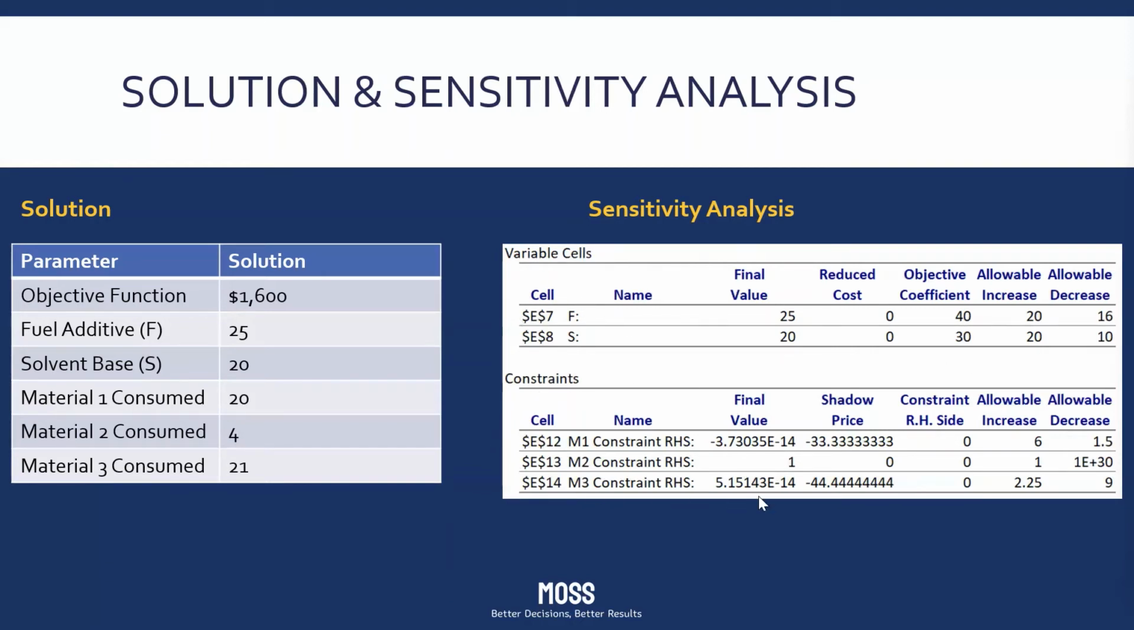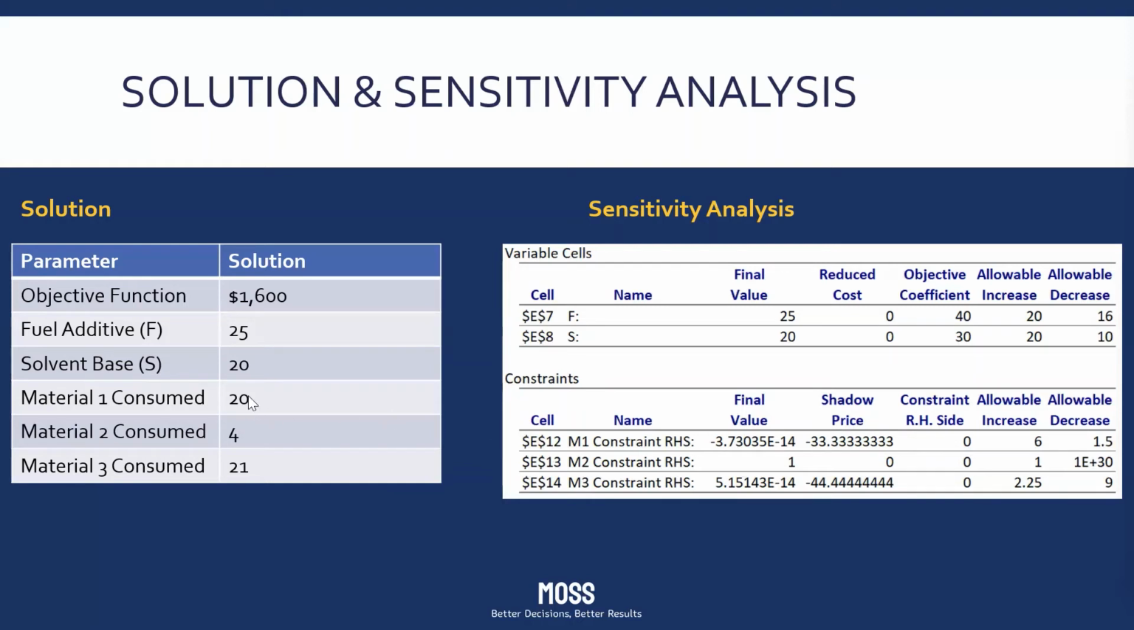Similarly, we have sensitivity analysis for constraints, right? So we have our final value, this is essentially 0. If you read this, this is negative 3.7 times 10 to the negative 14th, which is in all cases 0. Similarly, for material 3, the final value is 0. This essentially means that we've consumed all the materials. As we stated earlier, we have 1 excess ton for material 2. And what you see here is the shadow price. I mentioned earlier, dual value, limit cost, or shadow price are all interchangeable.